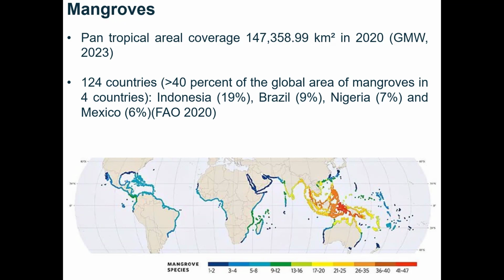So there's 124 countries, and greater than 40% of that global area of mangroves is just in these 4 countries, all of which I do work in, and that's Indonesia, which has about 19%, Brazil has about 9%, Nigeria about 7%, and Mexico has about 6%.